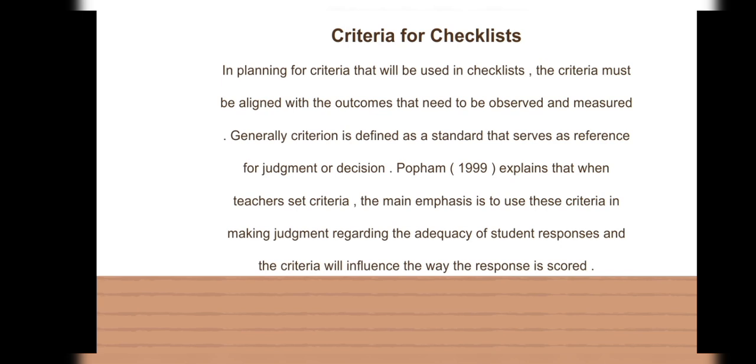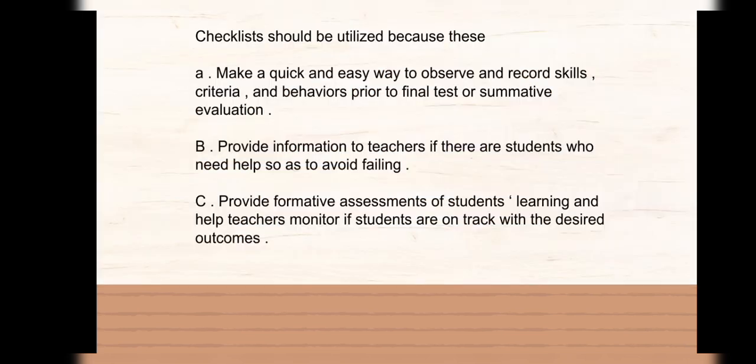Criteria for checklist. In planning the criteria to be used in a checklist, the criteria must be aligned with the outcomes that need to be observed and measured. Generally, criterion is defined as a standard that serves as a reference for judgment or decision. According to Popham 1999, when teachers set criteria, the main emphasis is to use these criteria in making judgments regarding the adequacy of a student response, and the criteria will influence the way the response is scored.